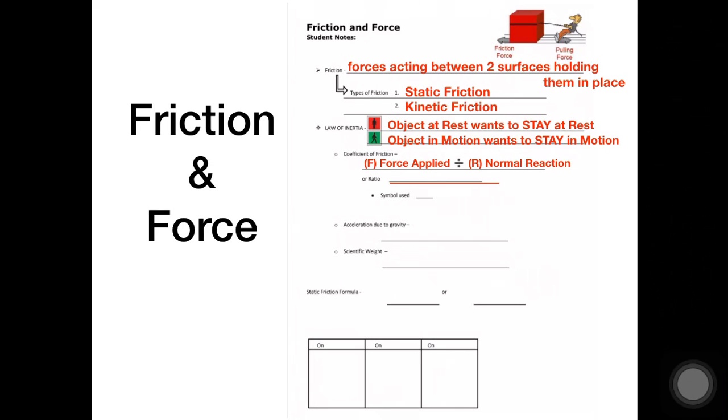Coefficient of friction is actually a math formula. It is force applied divided by normal reaction. You may be wondering what force applied and normal reaction are. These are actually already things we've talked about. Force applied is the same as force in. That is why they're both F. So force in, F, or also called force applied in this case, divided by R, normal reaction.